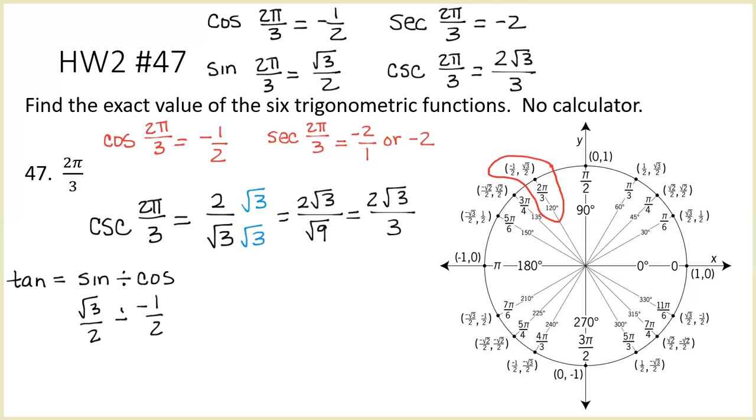So we have to do that keep, change, flip. So I'm going to keep, change, flip. And our 2's go away, and we're just left with -√3 over 1. And anytime there's a 1 in your denominator, you can drop that 1. So for tangent of 2π/3, it's just -√3.